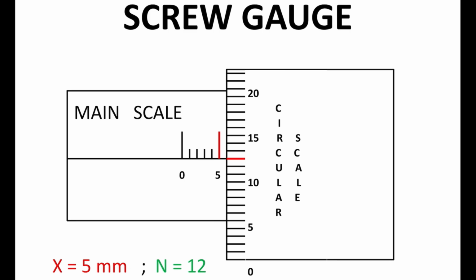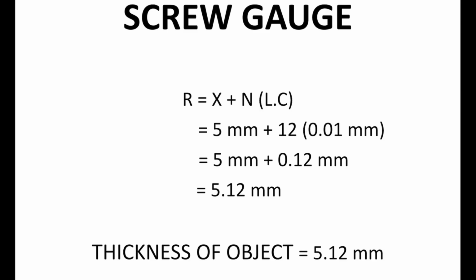Circular scale reading is noted as the circular scale line that coincides with reference line of main scale. In this case, 12th circular scale line coincides with the reference line of main scale. So circular scale reading can be written as n equal to 12. Using main scale reading x equal to 5 mm and circular scale reading n equal to 12, final reading can be calculated to be 5.12 mm. Hence, thickness of the given object is 5.12 mm.